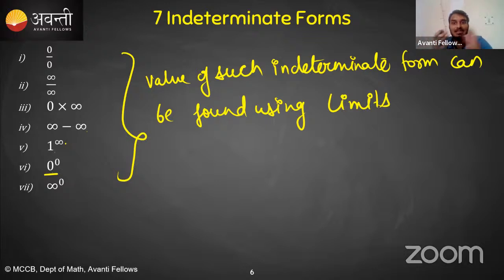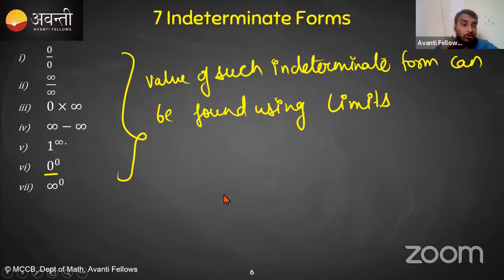So value of these indeterminate forms can be found using limits. Is this clear? So these are the 7 indeterminate forms we will be seeing throughout this chapter, and we will be seeing the different techniques to tackle these indeterminate forms. Am I clear, students? Quickly let me know in the chat box how many of you understood this.